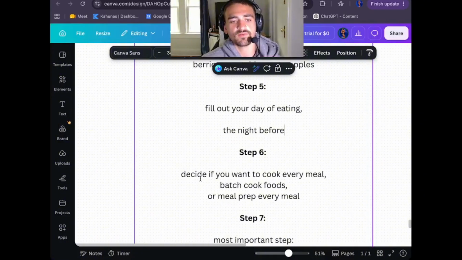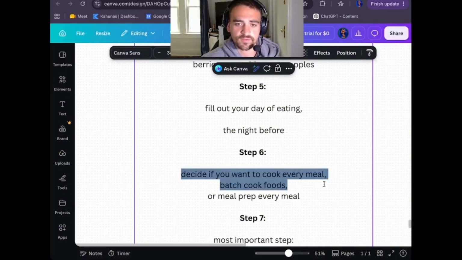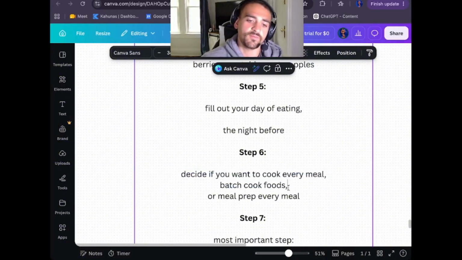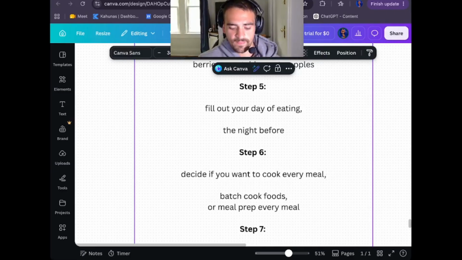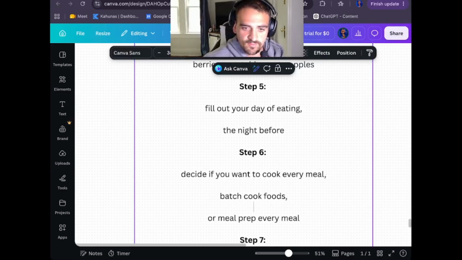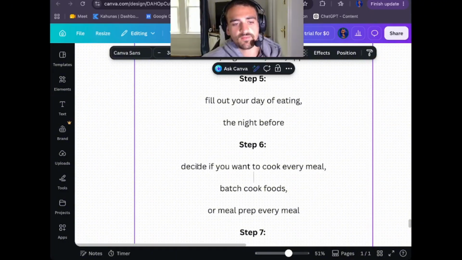Step six, you have to decide if you want to cook every meal, if you want to batch cook your foods, or meal prep every single meal. So I would personally recommend the middle option, batch cooking your foods. But I'll go through each option.